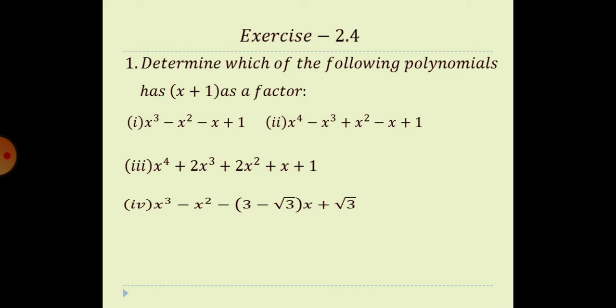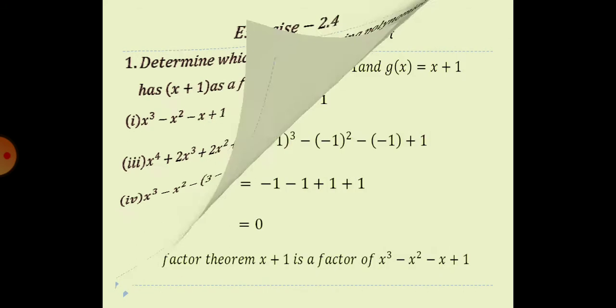So let us see exercise 2.4, in which the first question is, determine which of the following polynomials has x plus 1 as a factor. Here there are 4 problems. I will be doing 2 and the remaining 2 you have to do on your own. What is the question, children? Is x plus 1 a factor of the given polynomial or not? Factor means the remainder should be 0. So now we are going to check the remainder by replacing x by minus 1, as minus 1 is the zero of x plus 1. Let us do the problems.